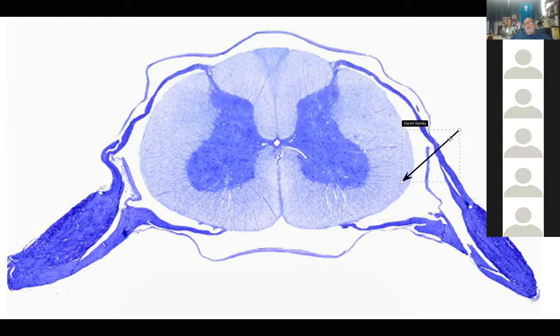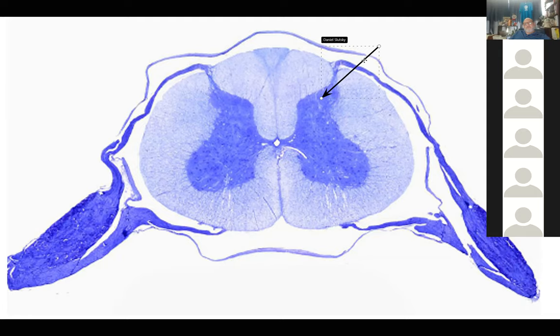Anterior. Yeah, anterior sulcus. Remember, this is the deep one, so it is an anterior median fissure, whereas the one up here is the posterior median sulcus. Excellent. Identify the region.